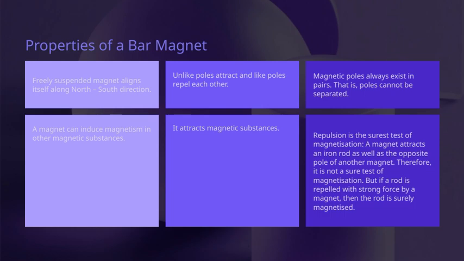Also, magnets have the ability to induce magnetism in other magnetic substances. So, even if a material isn't initially magnetized, bringing a magnet close to it can temporarily magnetize it. Finally, when you freely suspend a magnet, it naturally aligns itself along the north-south direction.